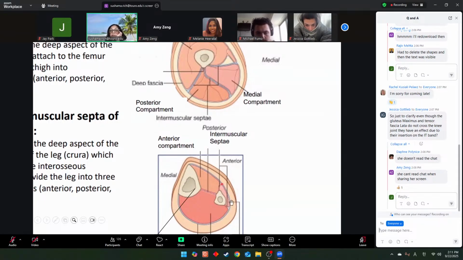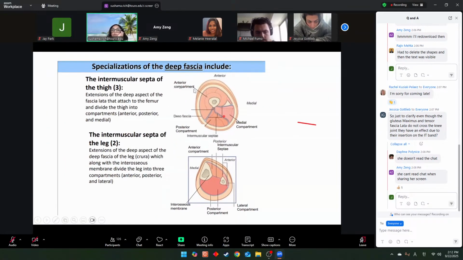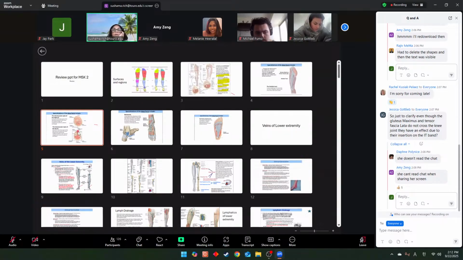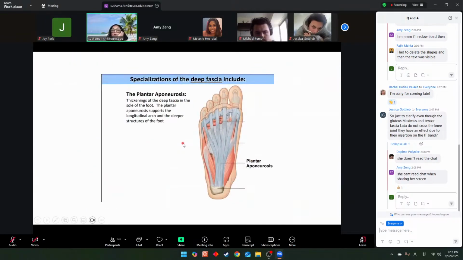Now you divide this entire leg again into 3 compartments. These 3 compartments happen to be anterior compartment, a gigantic posterior compartment, and a small lateral compartment. So in the thigh, you have a medial compartment. In the leg, you have a lateral compartment. In both cases, you have anterior and posterior compartments. So those are the intermuscular septi, and that is what happens with the intermuscular septi. Okay. I know I'm going fast because I have to cover so much.